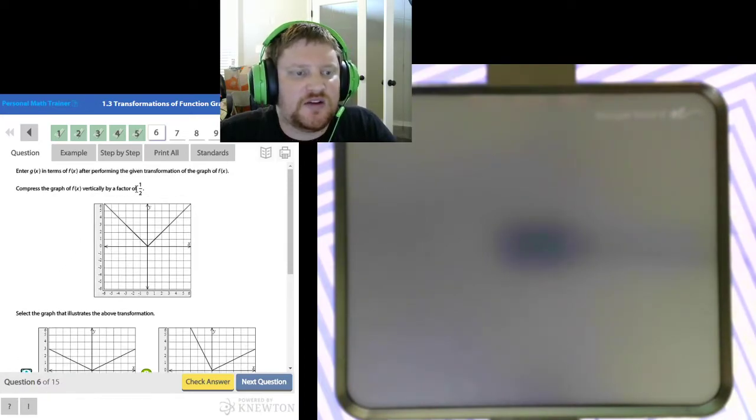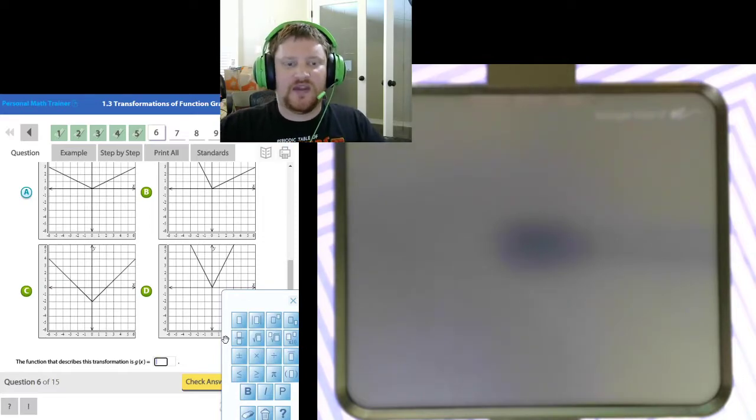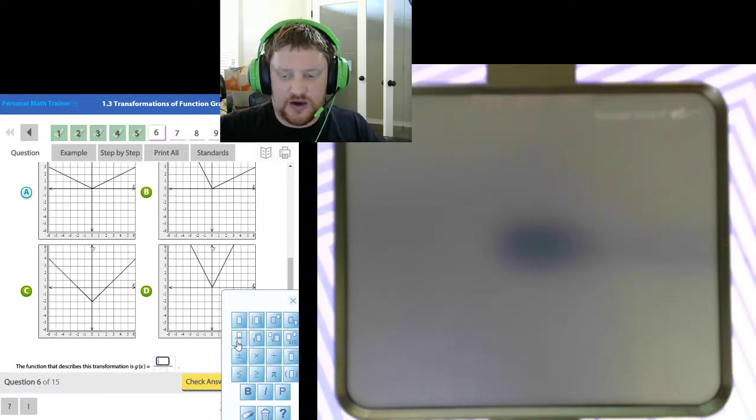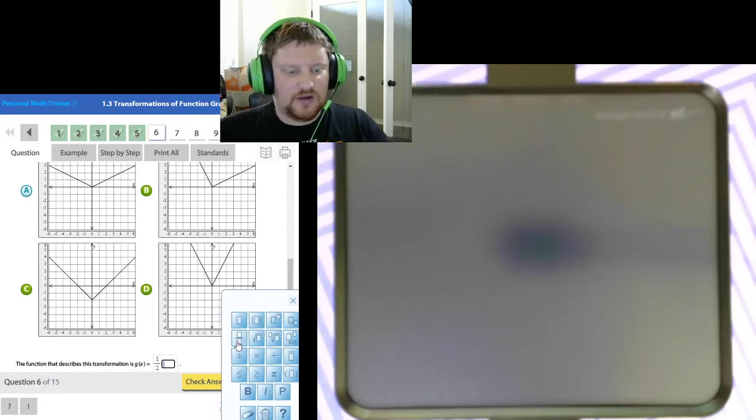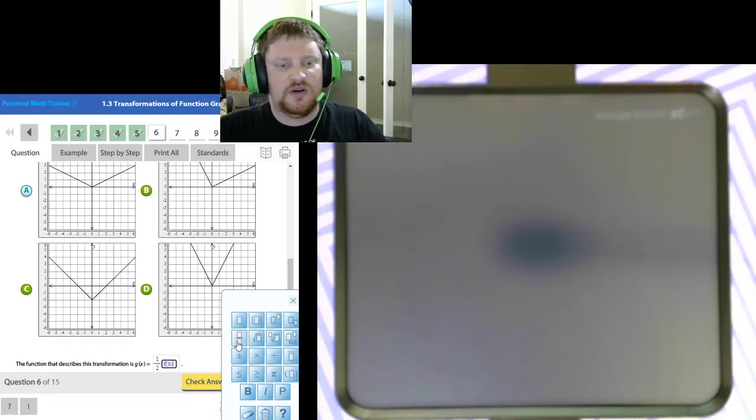And since this is a factor of 1/2, remember, since it's vertical, it's going to go on the outside. So we have a fraction, 1/2, and it goes on the outside of our f of x. Nice and simple.